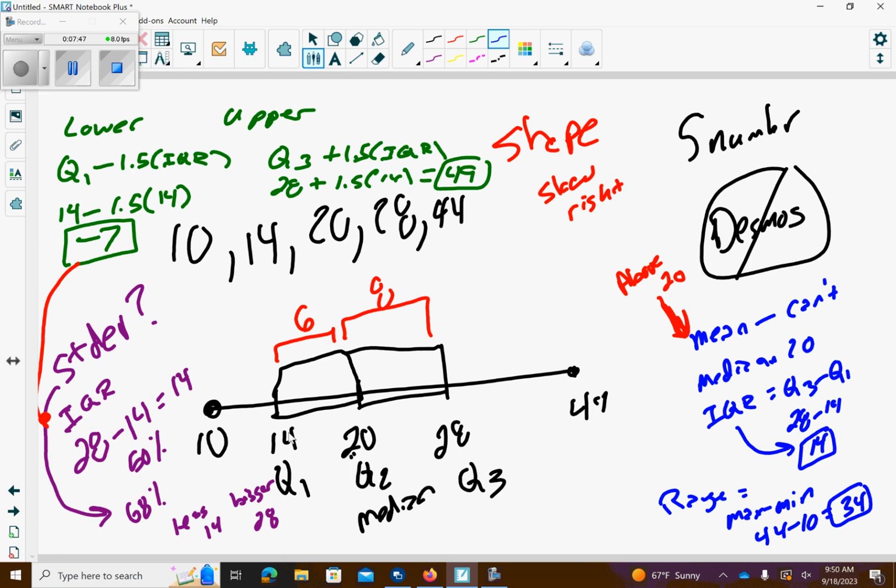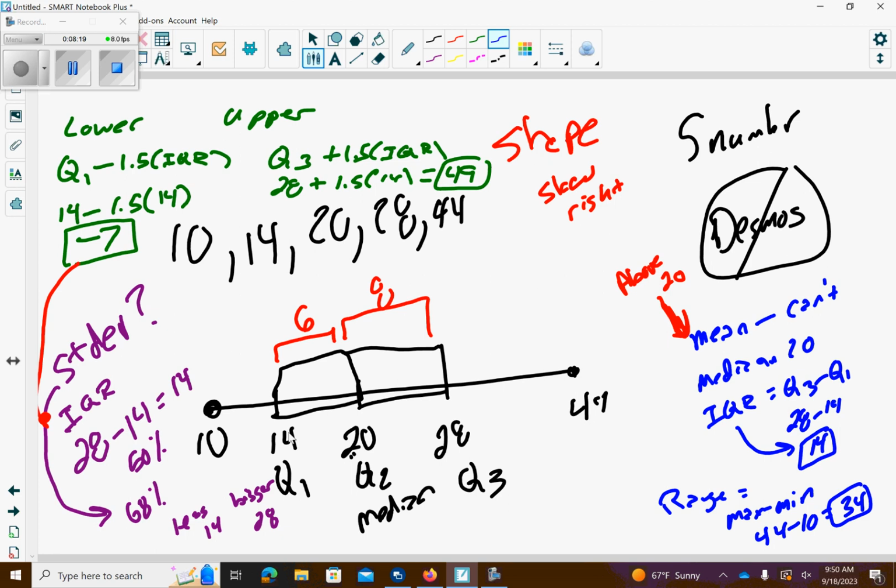The standard deviation I can't do, but I can tell you that it would fall outside of 14 and outside of 28, because the standard deviation covers 68% of your data, not 50%. My lower extreme for an outlier would be -7, seen up above in green, and my upper would be 49, so I don't have any outliers. I can't tell what my standard deviation is off of a 5-number summary.